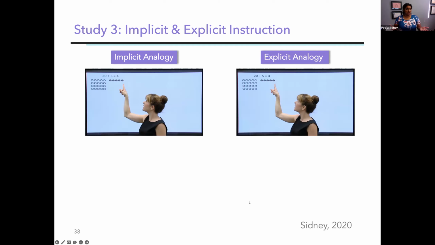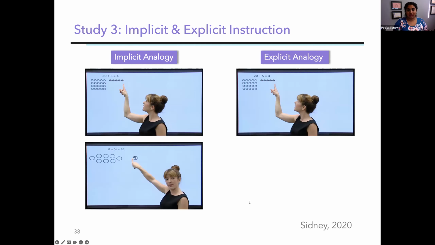So the teacher showed them how to think about division as making groups as big as the second number that fit in the first. And then the teacher demonstrated 2 fraction division problems in the same way, using similar language and similar diagrams. But just like before, in the implicit condition, once the teacher was done talking about whole number division, she never referred to it again. Those problems went away and she didn't talk about it again.